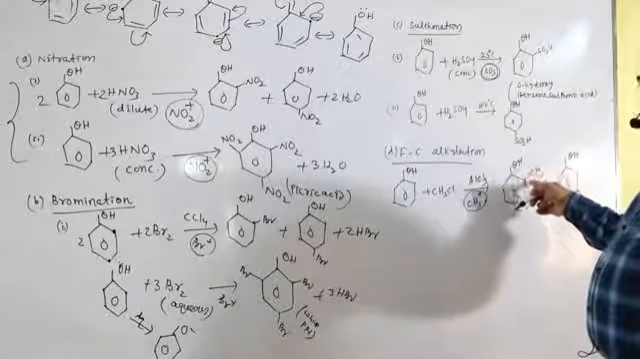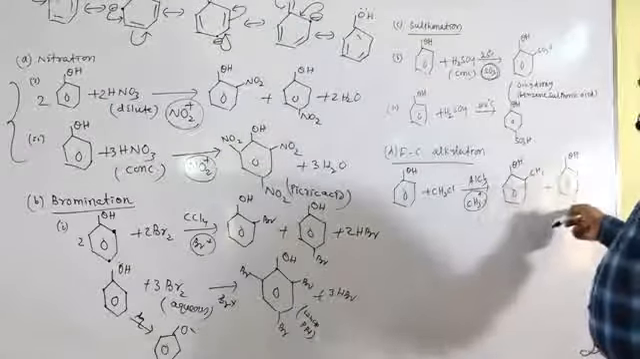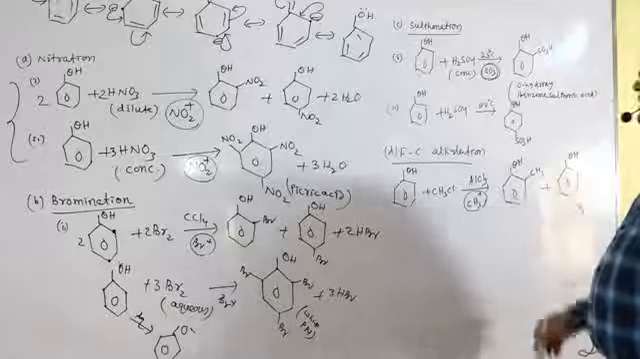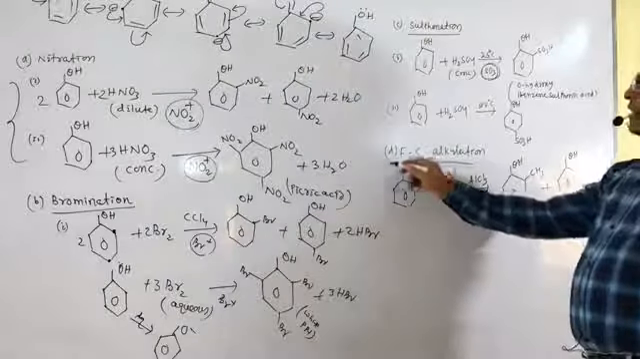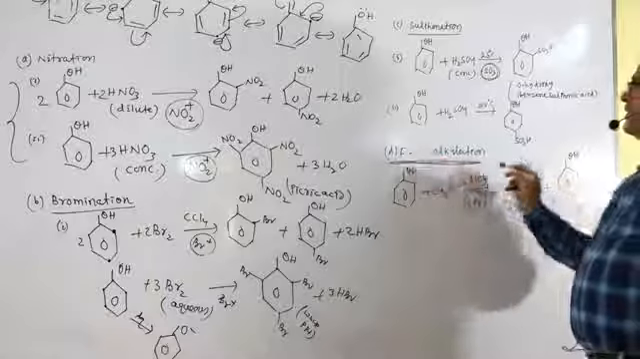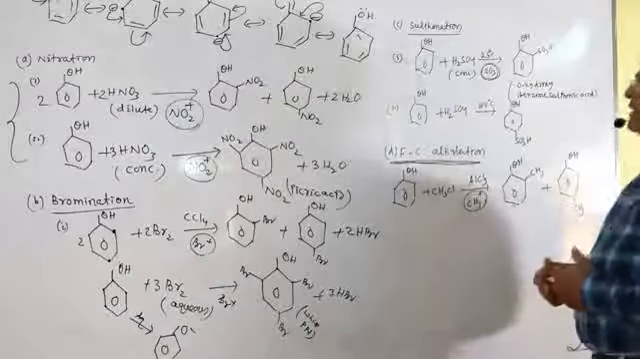Ortho-cresol has OH and CH3 at the ortho position. Para-cresol has OH and CH3 at the para position. O-cresol and P-cresol, that is Friedel-Crafts alkylation. There is the formation of ortho-cresol and para-cresol.